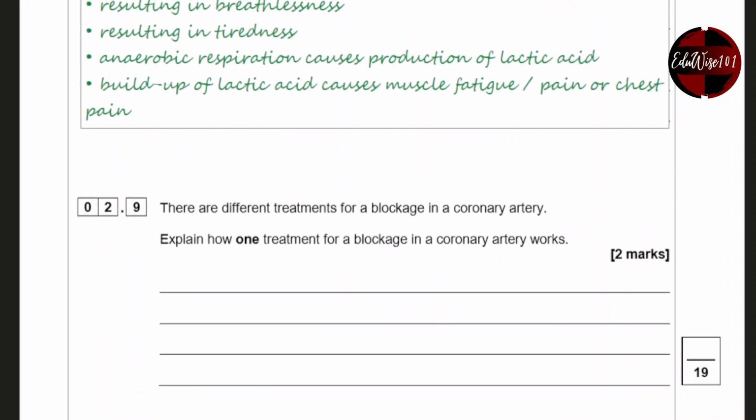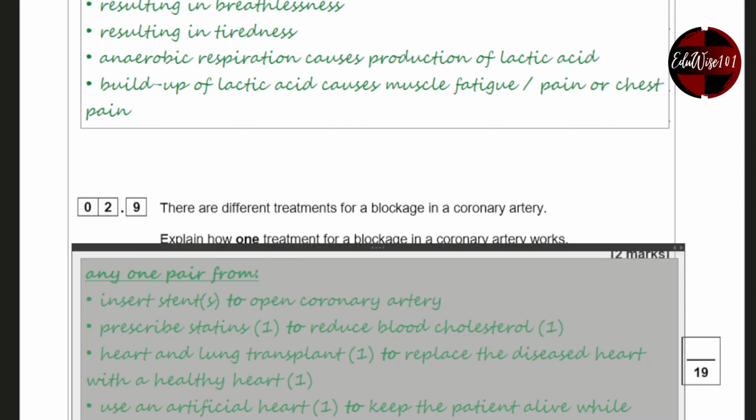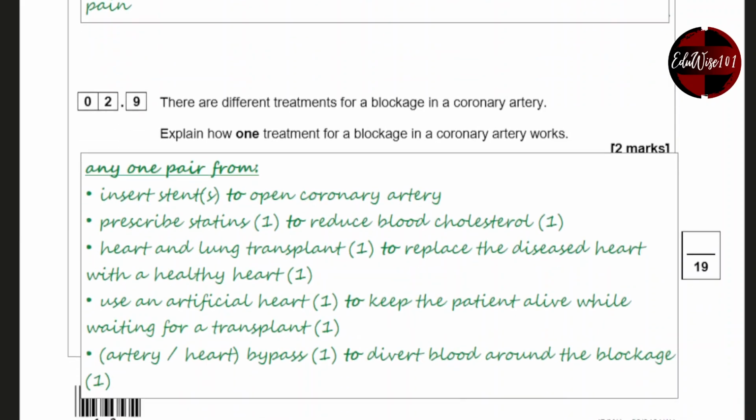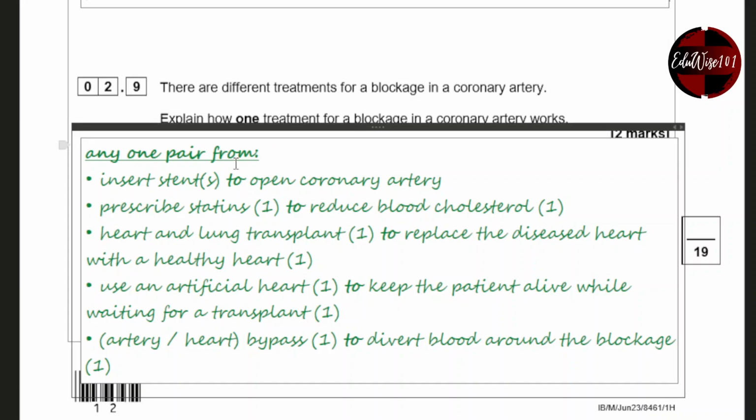So the last part, there are different treatments for a blockage in a coronary artery. Explain how one treatment for a blockage in a coronary artery works. So explain means you need to say what you're going to do and give a reason how it works. There are different ways of doing it. One of the easiest is actually to insert stents. If you don't know what a stent is, you need to look that up. It's like a metal mesh that can be inserted into the artery to keep it open. So insert stents to open the artery.